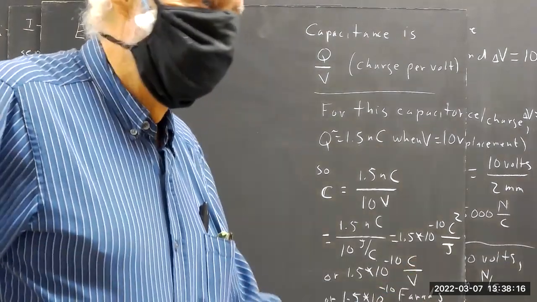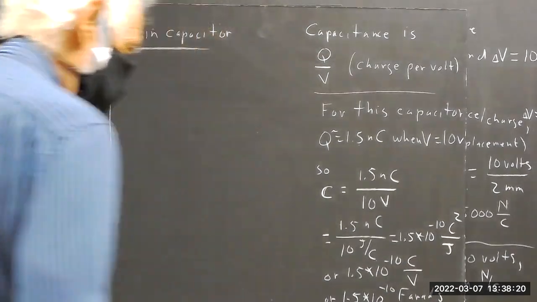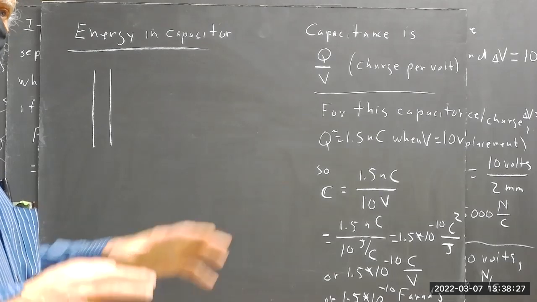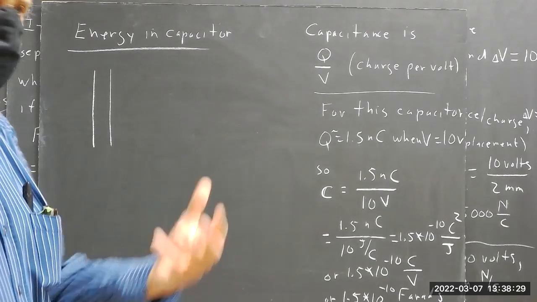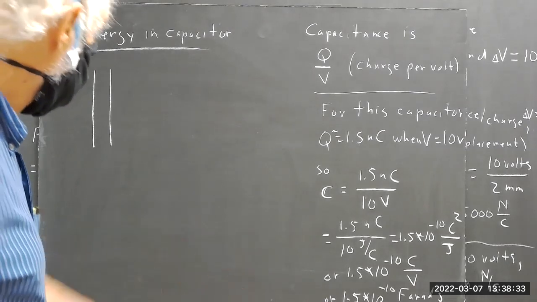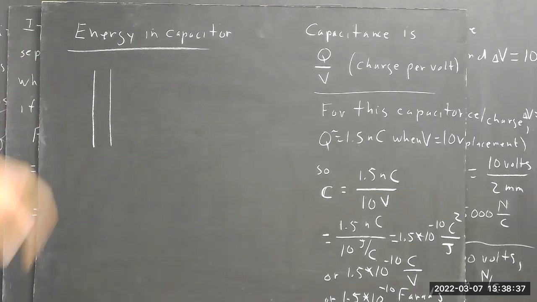He did a whole lot of groundwork on all of this stuff. He wasn't a very good mathematician, but he was an outstanding experimentalist with incredible intuition. Interesting guy to read about sometimes. Now we have energy and a capacitor. Now we want to go to energy.